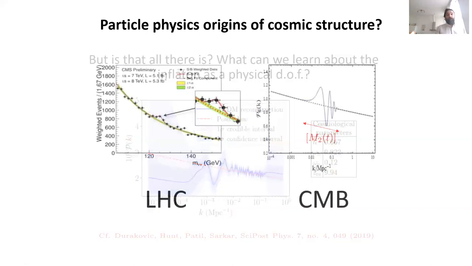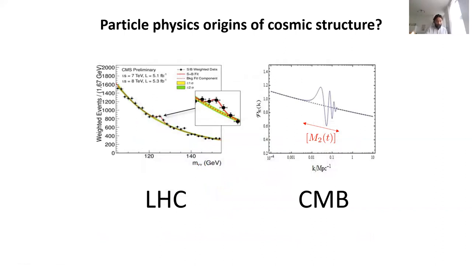And so one of the things that I would argue, and this is a perspective that me and my collaborators have been pushing for more than 10 years now, is that there is a way to do particle spectroscopy by looking for features in the power spectrum. So for looking at localized deviations from scale invariance.